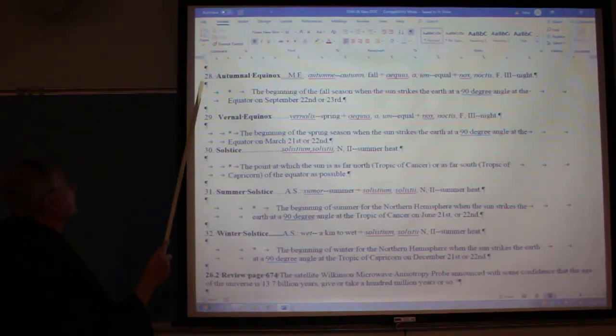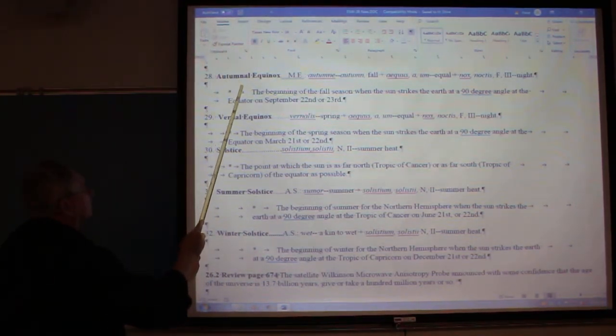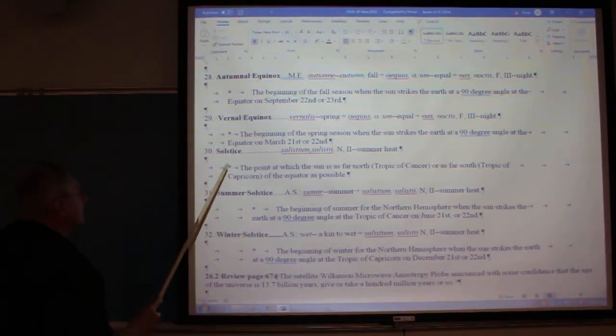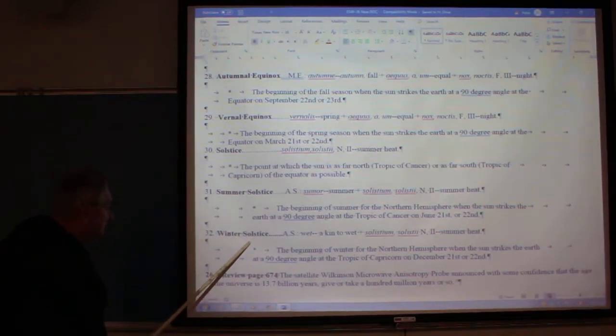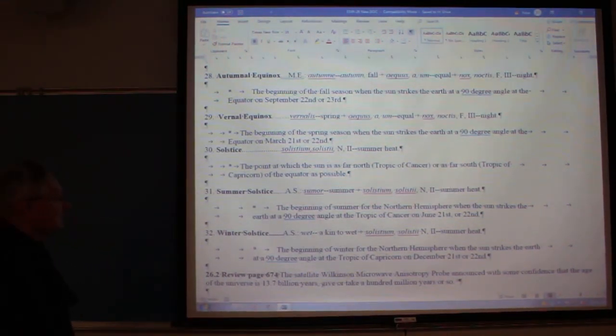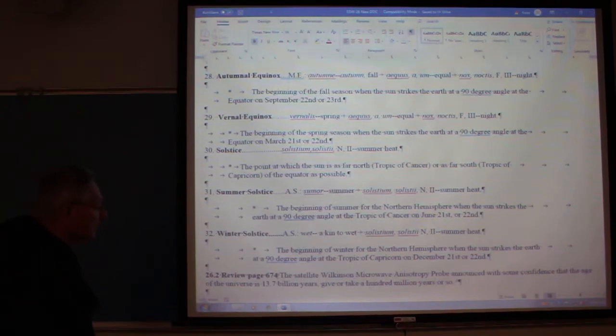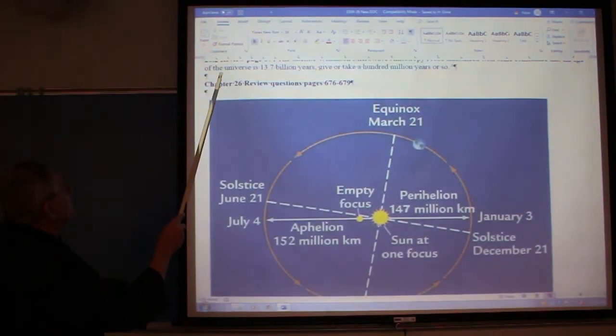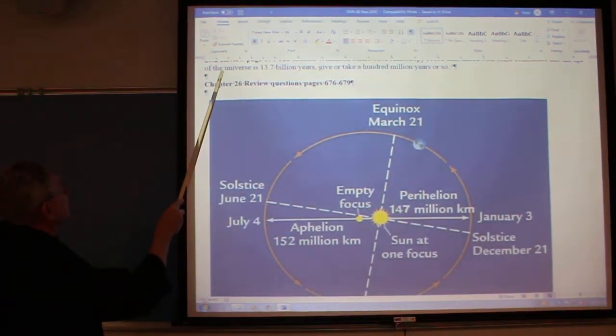So if you look at it: equinox, autumnal equinox, vernal equinox, solstice, summer solstice, winter solstice. And you got the dates down. We've had these all before. It's not something new. Could we go up, please? We'll stop at 26 so I can have that word down a little bit.